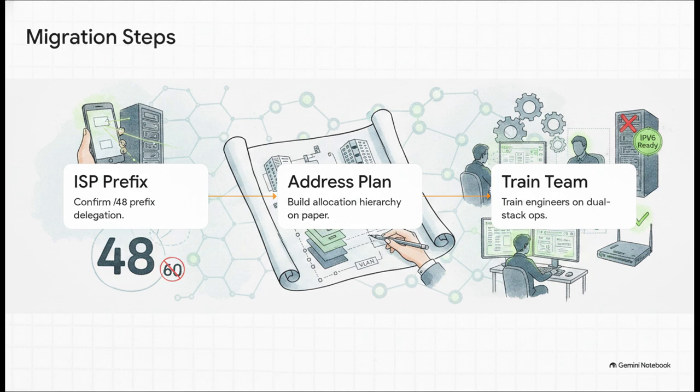Step 2. Build your entire addressing plan, your sites, buildings, VLANs, completely on paper before you ever touch a router. Step 3. Train your network engineers on IPv6 addressing and dual-stack operations, and flag any legacy hardware for upgrade, way before making any production changes.